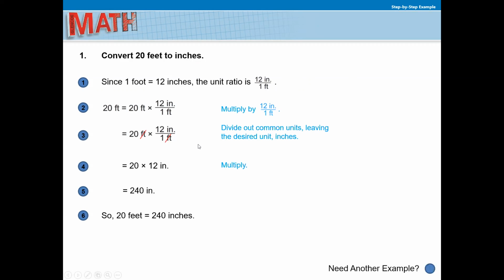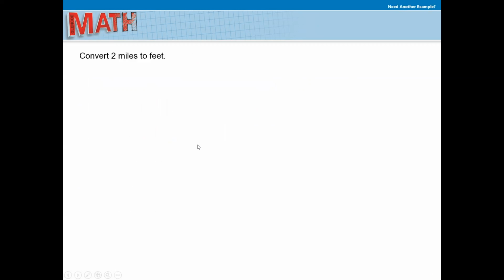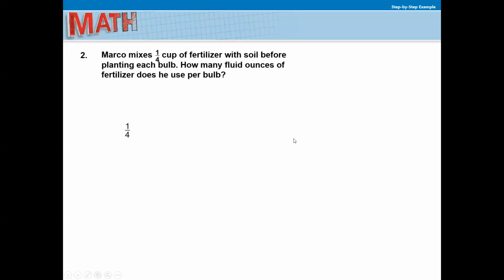Here's another example. Convert 2 miles to feet. So again, a mile is bigger than a foot. So we're going big to small. Like we did in the example, we multiplied. Pause the video, show all your math in your notebook, press play when you're ready to continue.